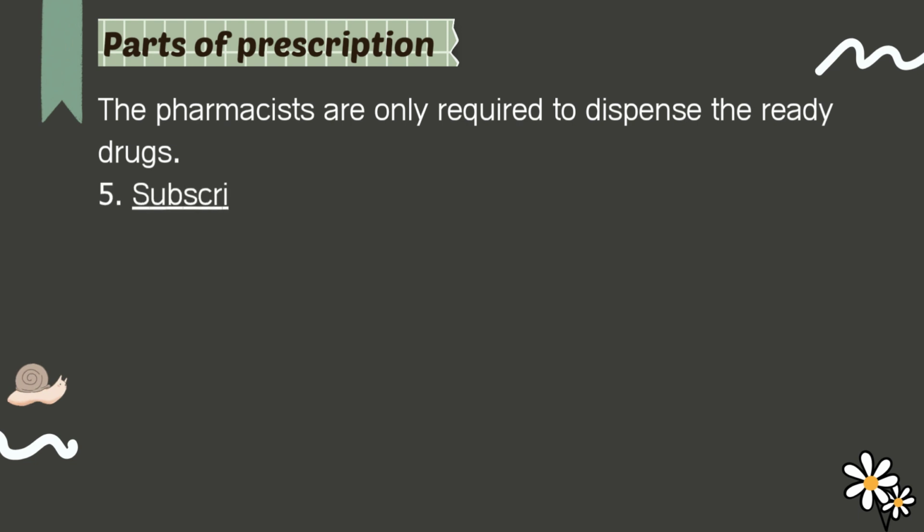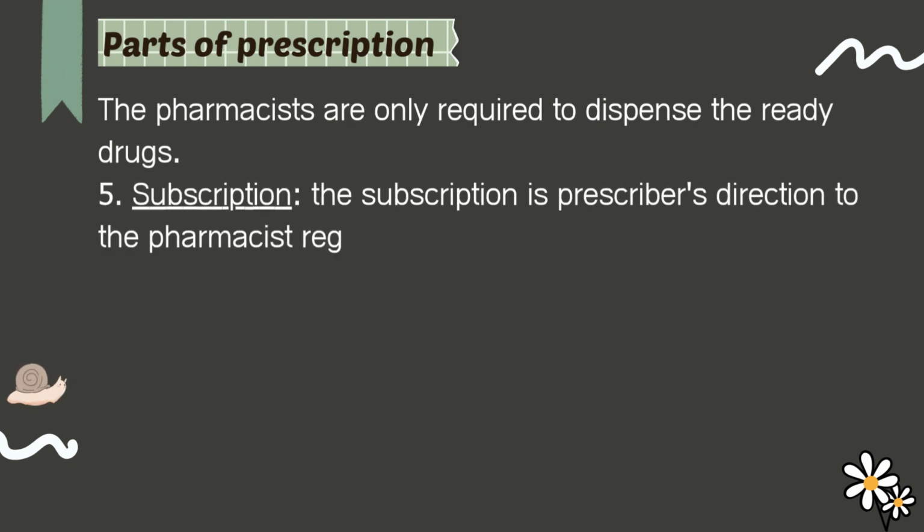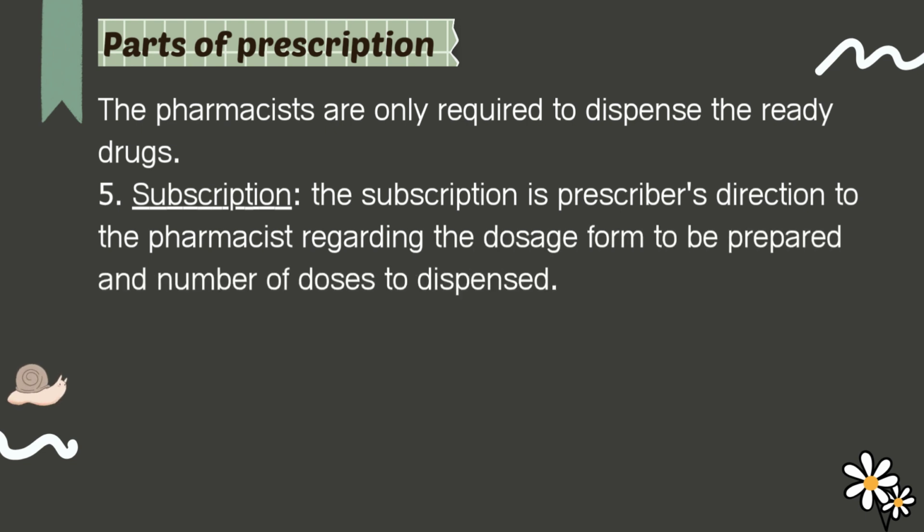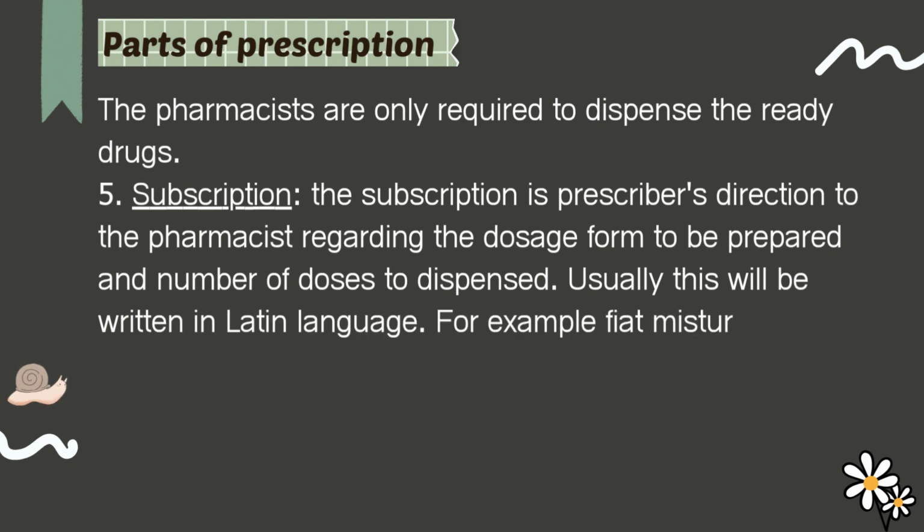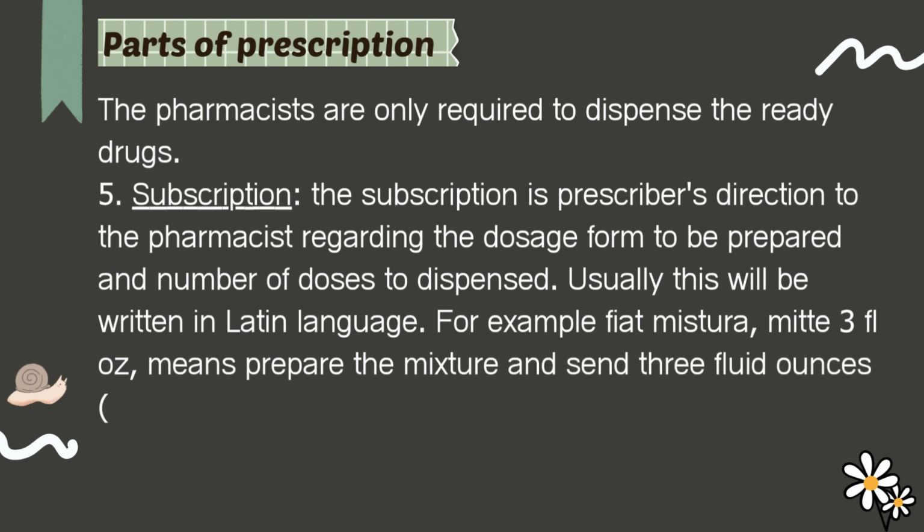5. Subscription. The subscription is the prescriber's direction to the pharmacist regarding the dosage form to be prepared and the number of doses to be dispensed. Usually this will be written in Latin. For example, fiat mistura, mitte 3 fluid ounces, means prepare the mixture and send 3 fluid ounces, 90 milliliters.